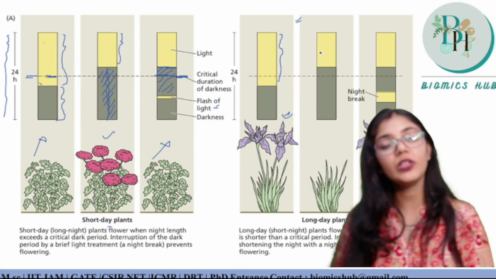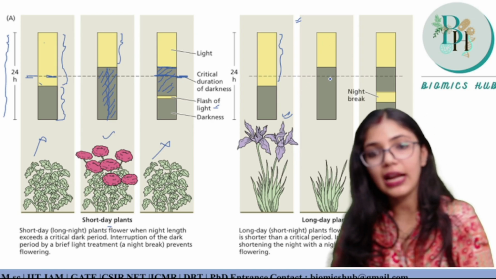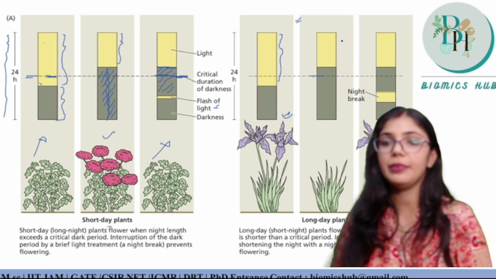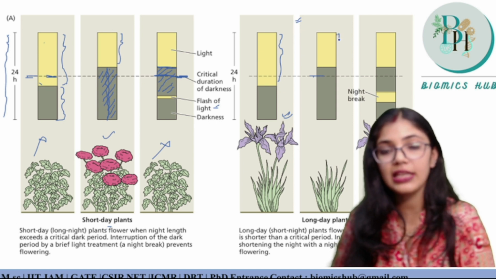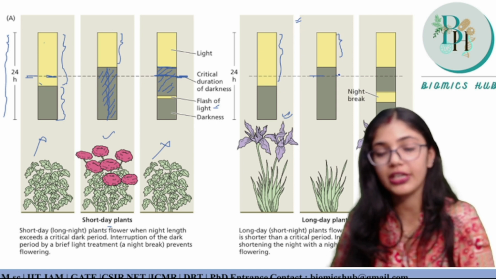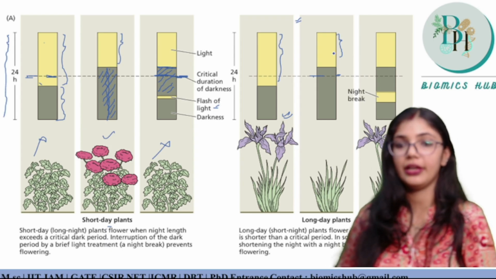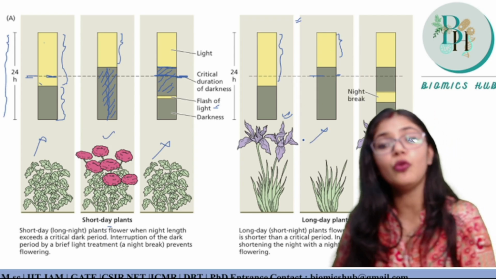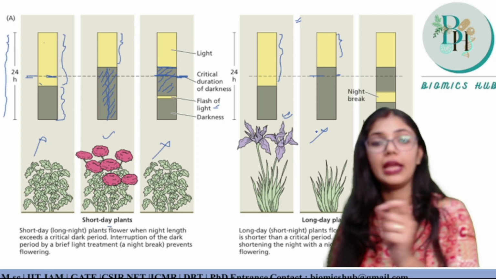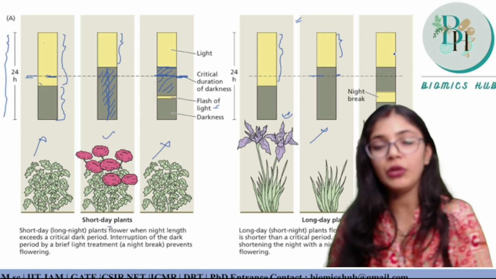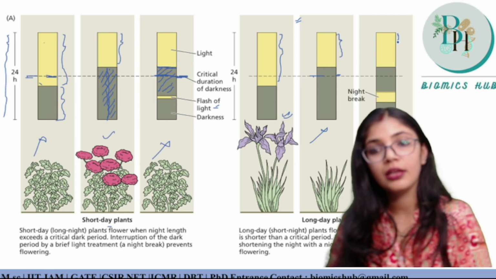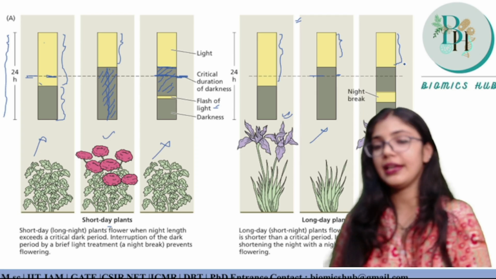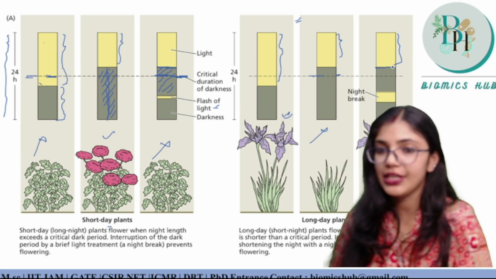Okay. So in the next condition, here we can see that this is a critical period, but the light condition is not crossing this critical period, or it is not reaching the critical period. That is the reason there will be no flowering in case of a long day plant.